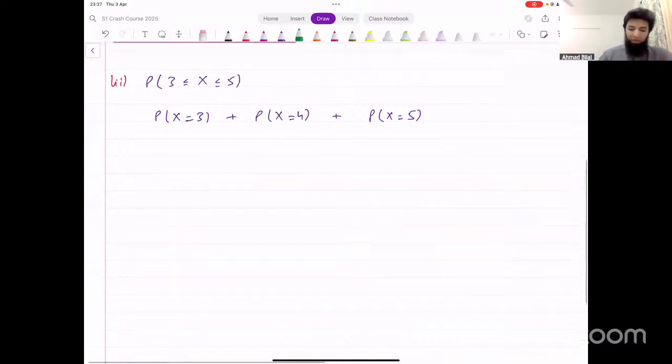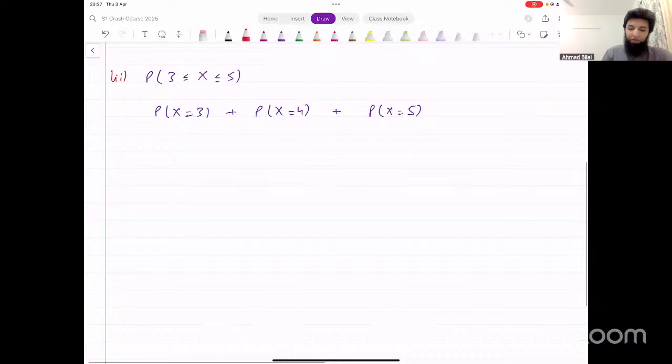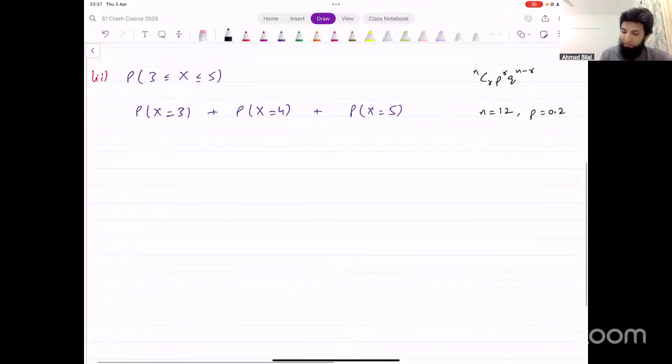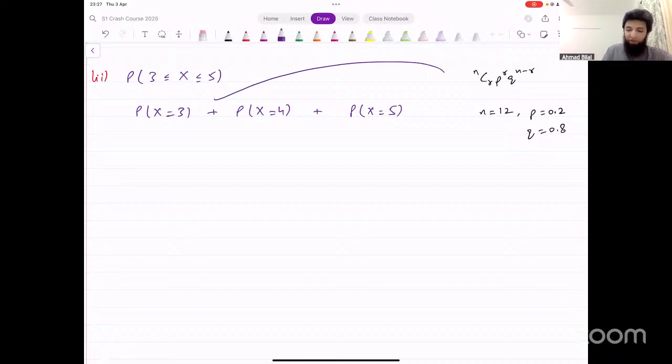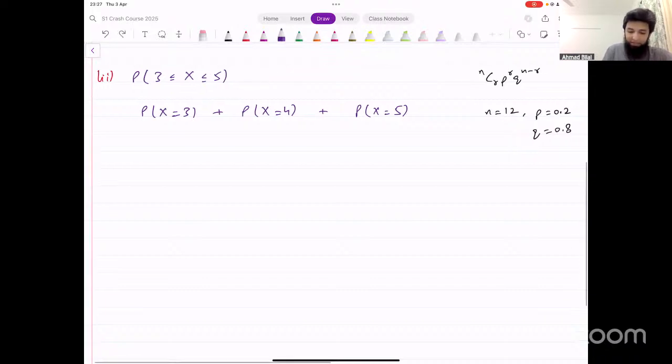Now, what's the probability of x being equal to 3? Let's write down the formula on the slide. The formula is nCr p raised to power r q raised to power n minus r. We know that the value of n is 12. We know that the probability of success is 0.2 and probability of failure therefore is 0.8. Now we just have to input values in the formula. In the first case, r is equal to 3. Remember, the formula is probability of x equals r equal to this. Let's just input values in the formula. You have to show this working. You can't write down the answer directly. That is not going to be acceptable.